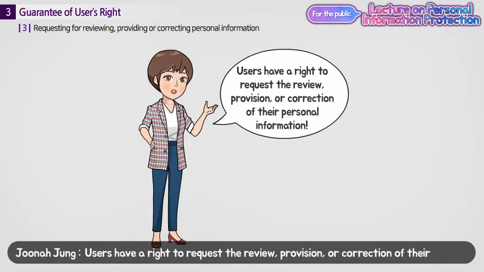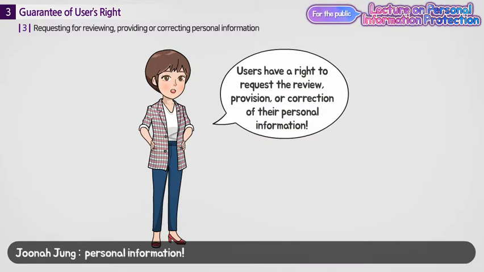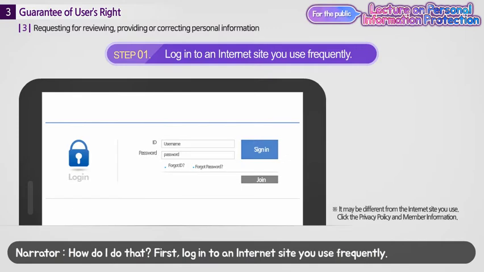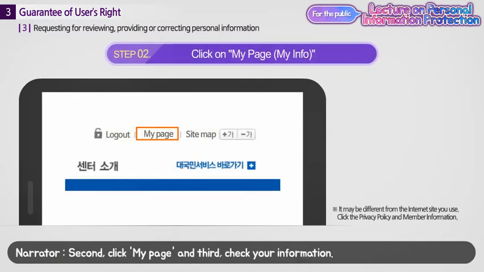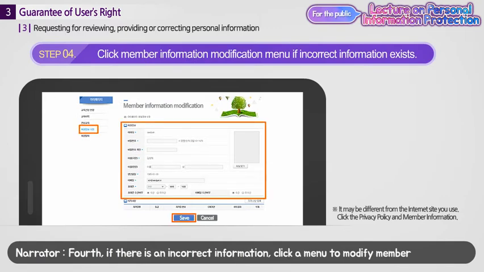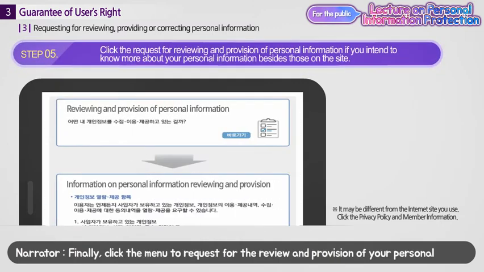Users have a right to request the review, provision, and correction of their personal information. How do I do that? First, log in to an Internet site you use frequently. Second, click My Page. And third, check your information. Fourth, if there is an incorrect information, click a menu to modify member information, and then Save to save the correct information. Finally, click the menu to request for the review and provision of your personal information.